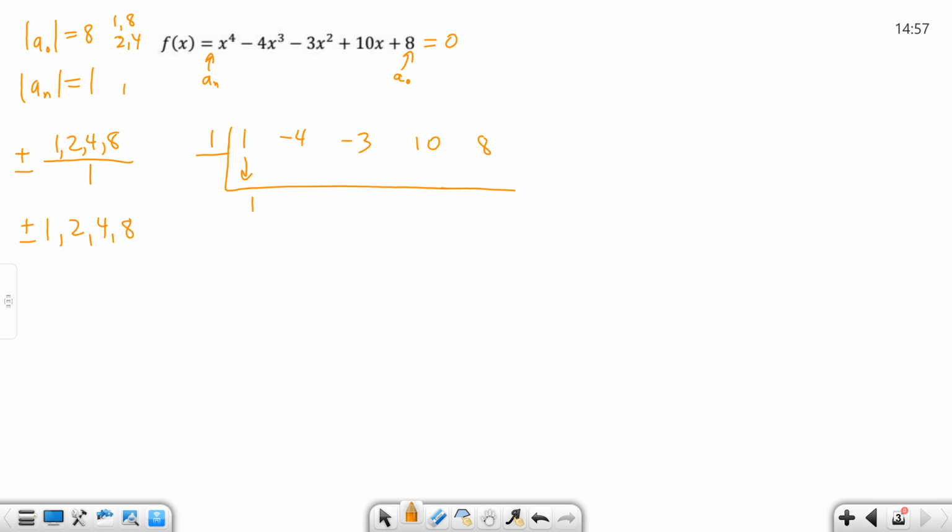So we drop down the 1. 1 times 1 is 1. Negative 4 and 1 is negative 3. That's negative 3, and that's negative 6. 1 times negative 6, that's 4. 1 times 4 is 4, and that ain't 0, right? So 1 does not work. Yay for us. We did all that, and 1 doesn't work. So now I'm going to try negative 1 and hope that works.